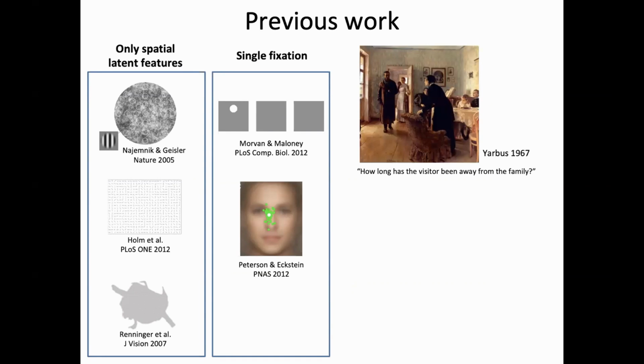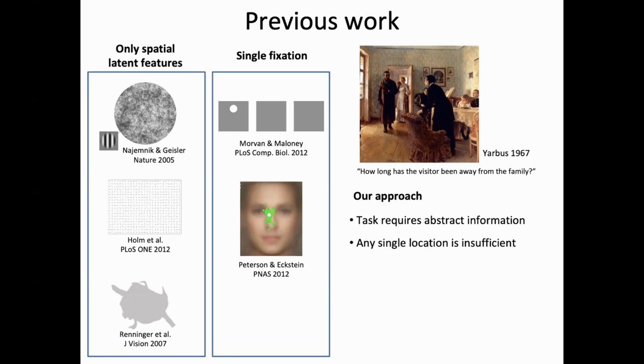Motivated by Yarbus, who examined eye movement in tasks such as the one shown here, where the participants need to look at the image and estimate how long the visitor has been away from the family. We want our approach to include several properties of such natural tasks. First, the task requires abstract information. Then, any single location is insufficient in information to solve the task, and information must be integrated across multiple fixations in the scene. Foveal vision is often more important than peripheral vision in such cases.